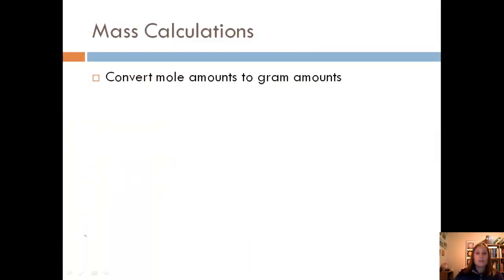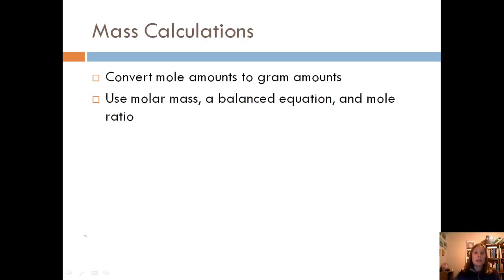Okay. So when we're doing mass calculations, we want to convert our mole amounts to gram amounts. In the end, we're trying to find a mass, but in order to convert between compounds, we need the number of moles. That's why we say that we're combining mole ratio with things like atomic and molar mass. And so we use molar mass, a balanced equation. Balanced is so important, and the mole ratio.